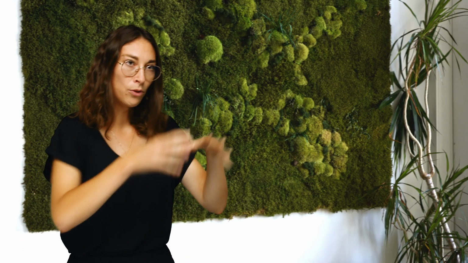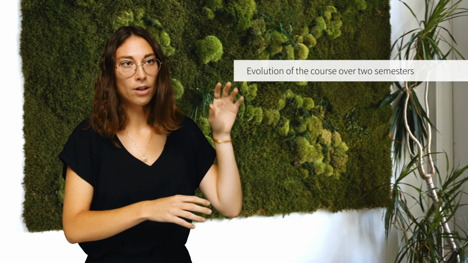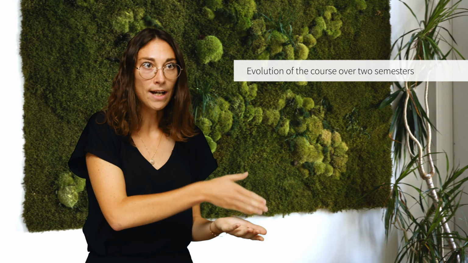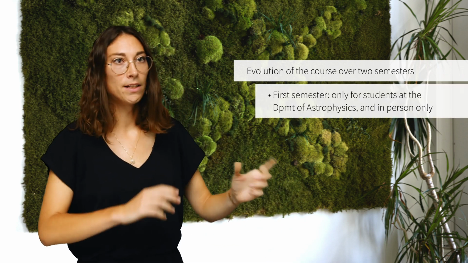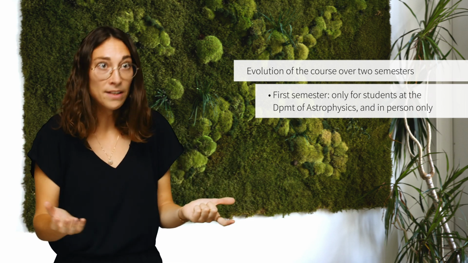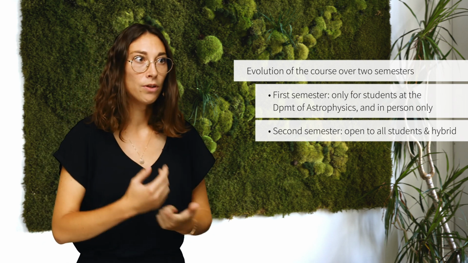So the thing is that I taught my course during 2 semesters. The first semester was only for students registered at the Department of Astrophysics and in person only. But then, because I got very nice feedback, I decided to extend to basically any student interested and to make it hybrid, because also I received some emails from students that were, for instance, in a field trip outside of Vienna, and they were very motivated. So I thought that it would be a pity if they are excluded because of in-person only format. So the course has evolved, and so I've evolved the teaching method.